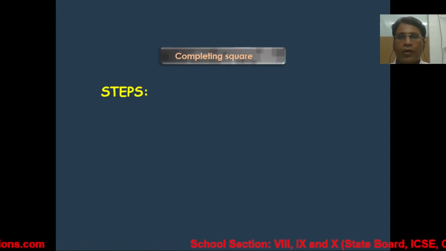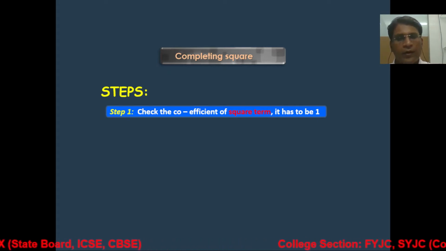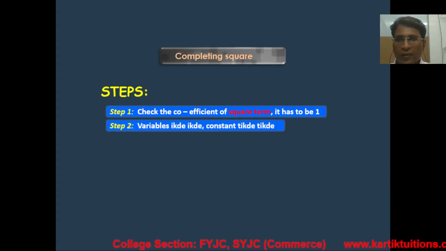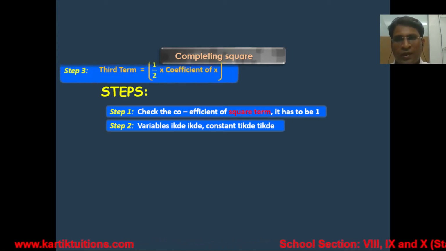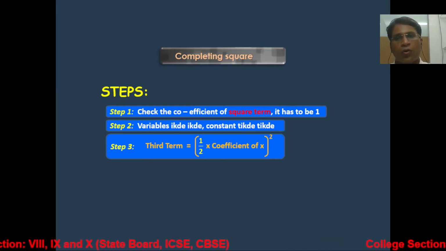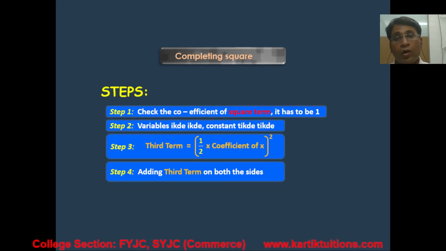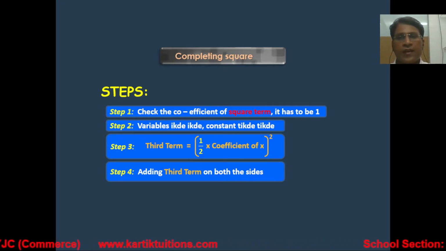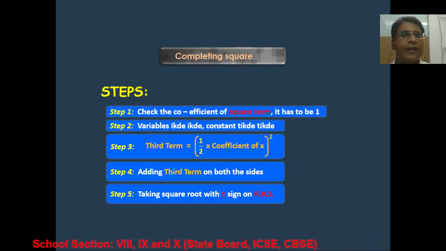Now there are a few steps for the completing the square method. The first step is to check the coefficient of the square term, it has to be 1. Second step, variables on this side, constant on that side. Step 3, the third term is equal to half into the coefficient of x, the whole square. Step 4, adding the third term on both sides. Step 5, taking the square root with plus minus sign on the right hand side.